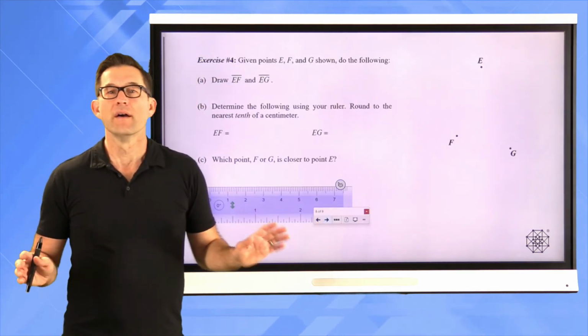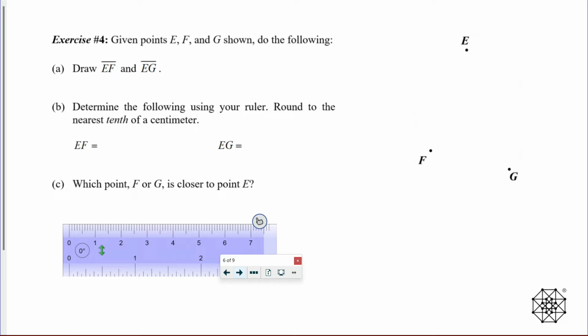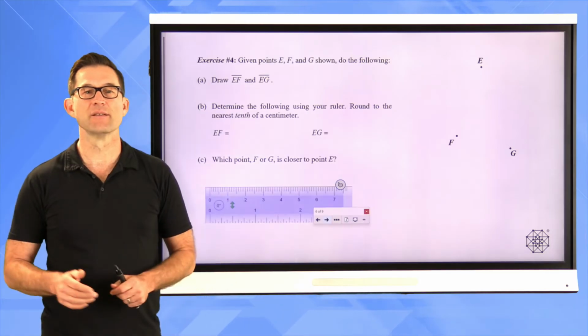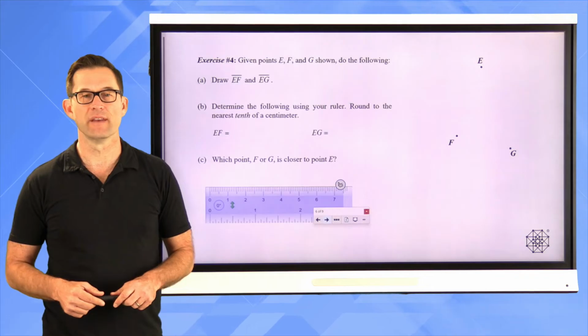Here we go. Exercise number four. Given points E, F, and G shown, do the following. Letter A, draw EF and EG. All right, that's simple enough. Why don't you go ahead and draw EF and EG?